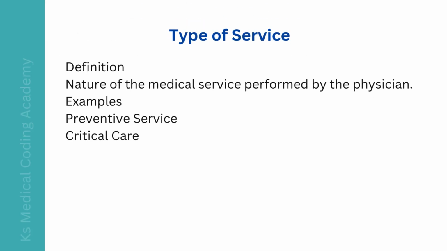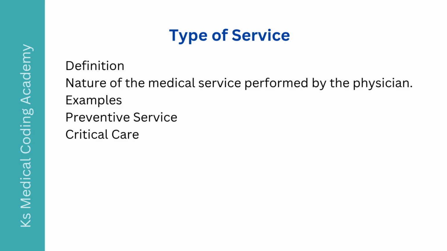The second coding element is the type of service. Type of service describes the kind of healthcare provided to the patient. Different medical situations require different CPT code categories. Preventive services are provided to healthy individuals to maintain good health and detect diseases early. These include annual physical examinations, wellness visits, immunizations, and screening services.